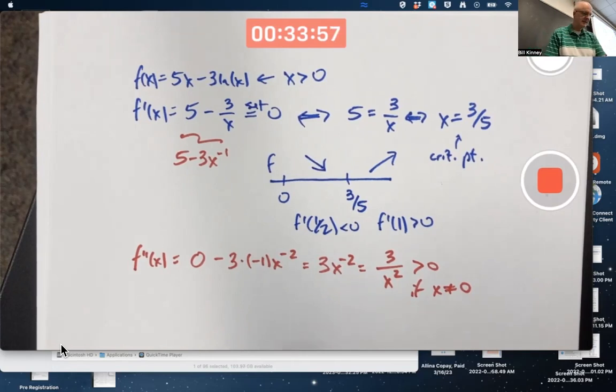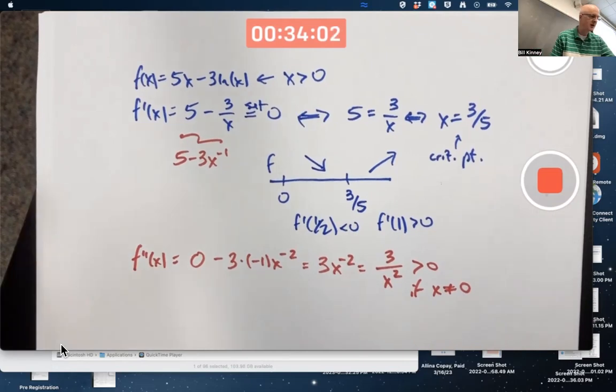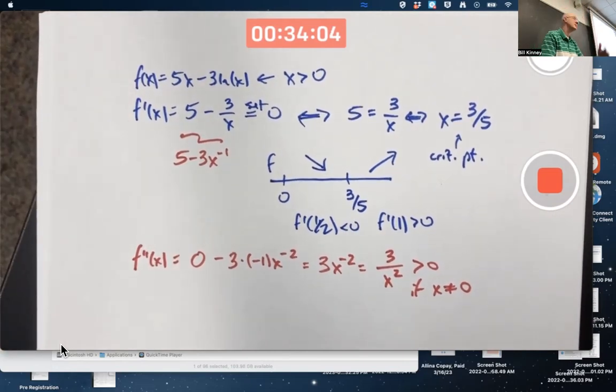So technically speaking, even though this formula is defined even when x is negative, it's only the derivative of the original function when x is positive, because the original function is only defined when x is positive. Anyway, it's positive, including at 3/5, the critical point. Therefore, the graph's got to be concave up. Yet another confirmation that at this critical point, it's a local min.